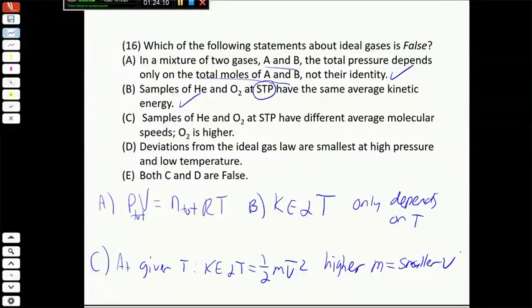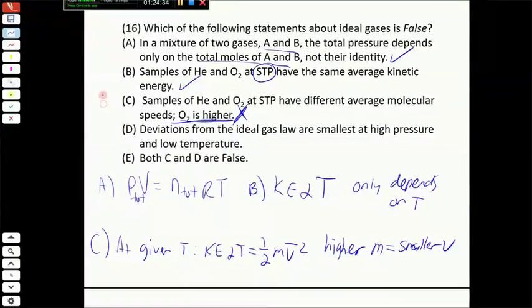So in this case it says they have different molecular speeds. That's true because O2 and helium have different masses. However, O2 should be the one with the smaller velocity because it's the heavier gas. Okay? So this one is false, because helium should be moving faster than O2 when they're at the same temperature. Helium is a lighter gas, so in order to have the same kinetic energy, it needs to have a larger velocity. And then finally, choice D, deviations from ideal gas law are smallest at high pressure and low temperature.